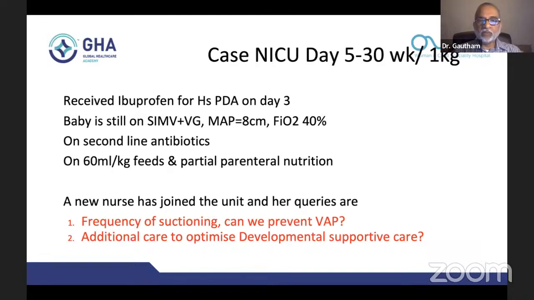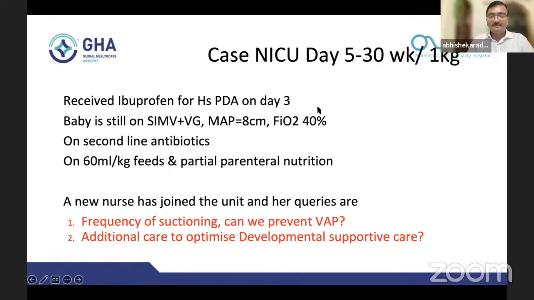Okay, shall we keep going? Right, sir. So in summary, remember, ventilating a baby is not looking at the ventilator, look at the holistic care of the baby with respect to nutrition, with respect to developmental supportive care, as well as KMC.